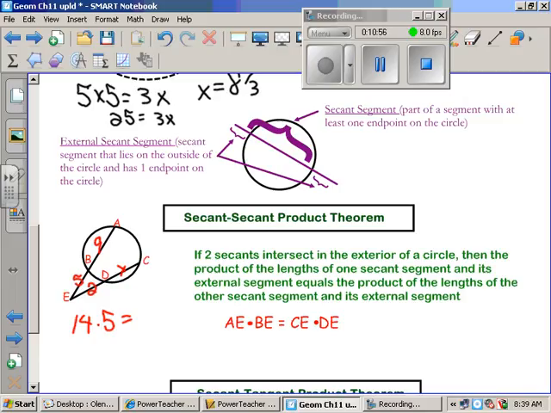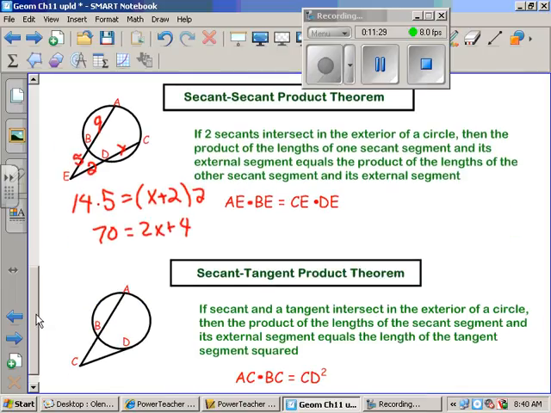If that's x, what's the length of the whole thing? X plus 2, right. Times 2, right? The whole thing times the outside. Thank you. Times the outside. Okay? So that 14 times 5 is 70. And then I get 2x plus 4 by distributing the 2. Okay? I subtract the 4, and that gives me 66 equals 2x. So x must be 33.